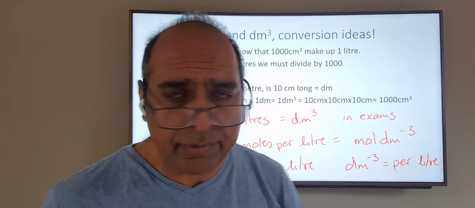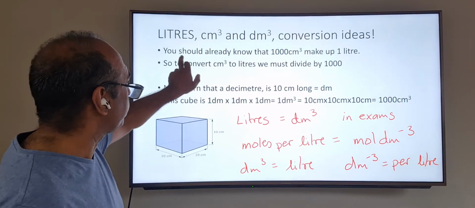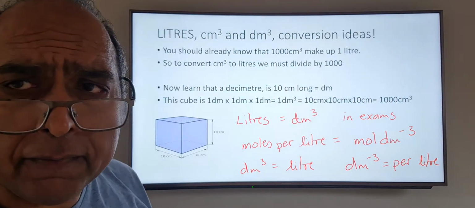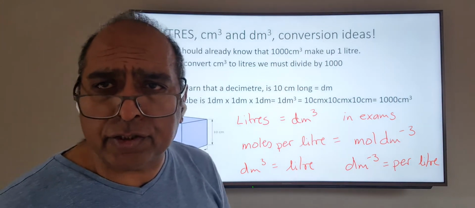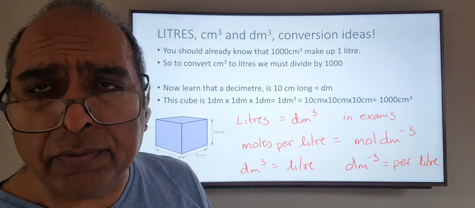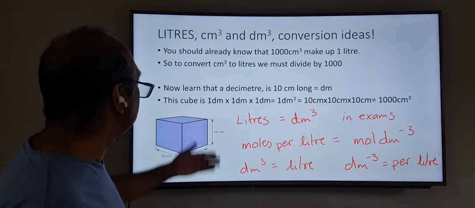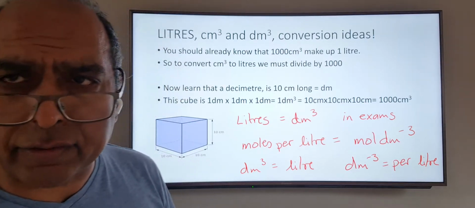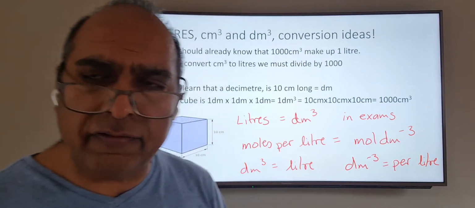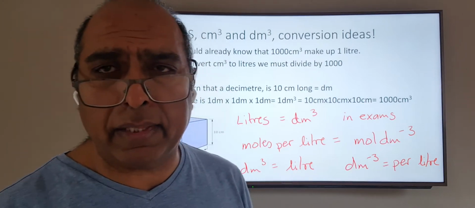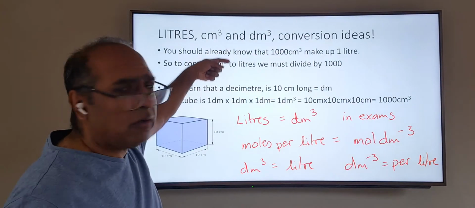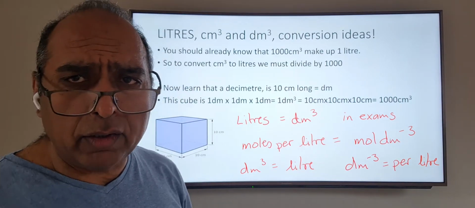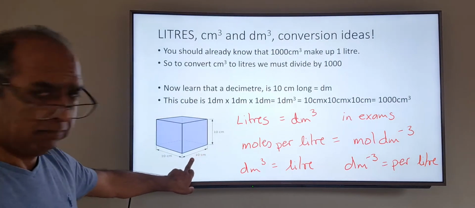They use dm cubed. Now, point 1, you should already know that in a litre you've got 1,000 centimetres cubed. 1,000 centimetres cubed is a litre. So to convert centimetres cubed into litres, you need to divide by 1,000. To do it the other way around, if you've got litres and you want centimetres cubed, you multiply by 1,000. You should know those 2 points already. They're common points. What's not so well known at this stage is this cube.